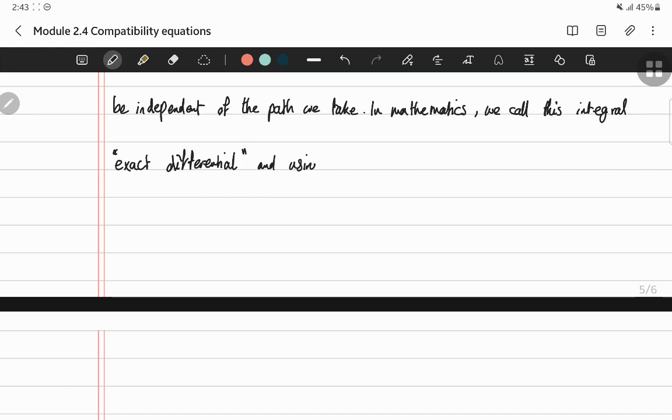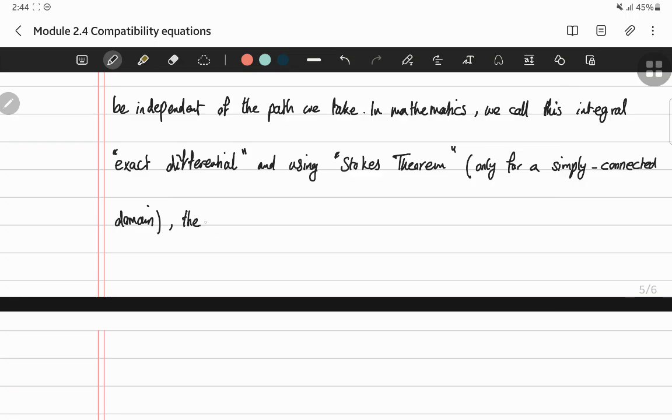And using Stokes theorem, remember here that we are dealing with a simply connected domain only. Here, the Stokes theorem only holds for a simply connected domain. The integral is path independent.